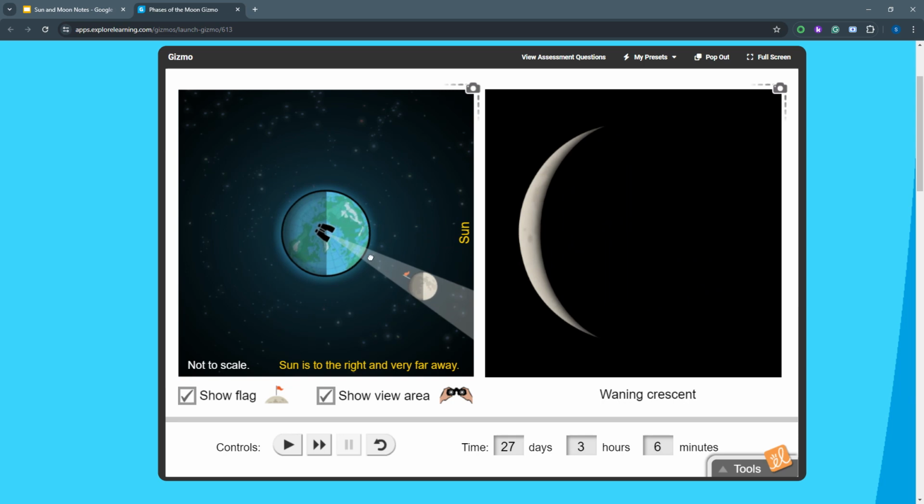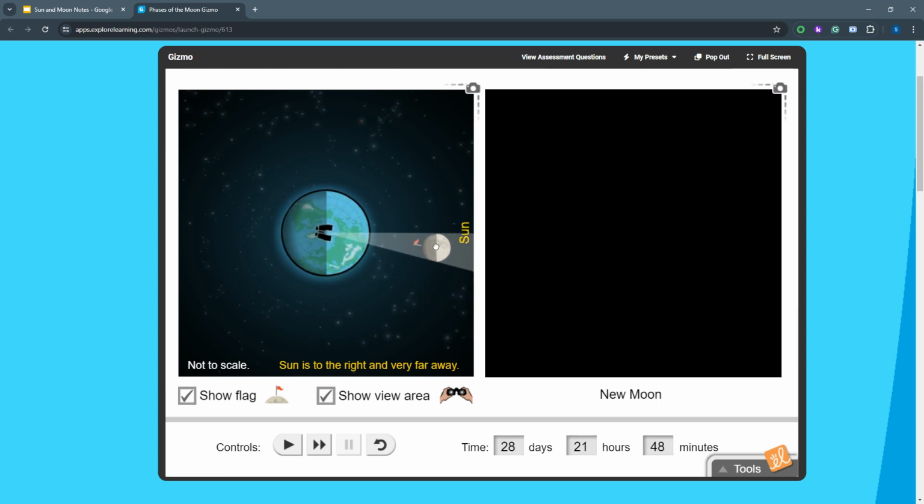So, since we're talking about the phases, let's see what the phases are like. The first phase that we're going to talk about is when the moon is between the sun and the Earth. Notice that half of the moon is lit up and half of the moon is in darkness. The lit up part of the moon is right next to the sun, facing the sun. The darker part of the moon is where we are on Earth, on our side.